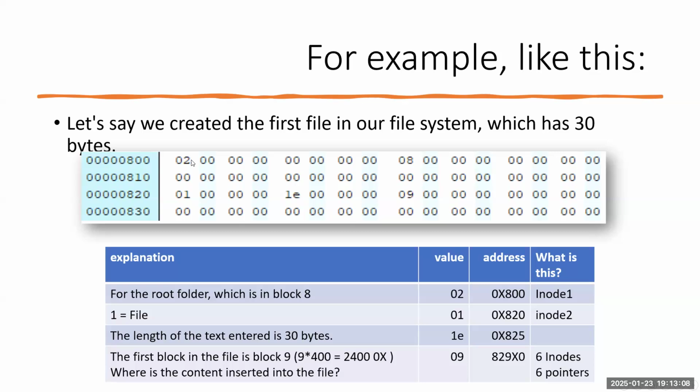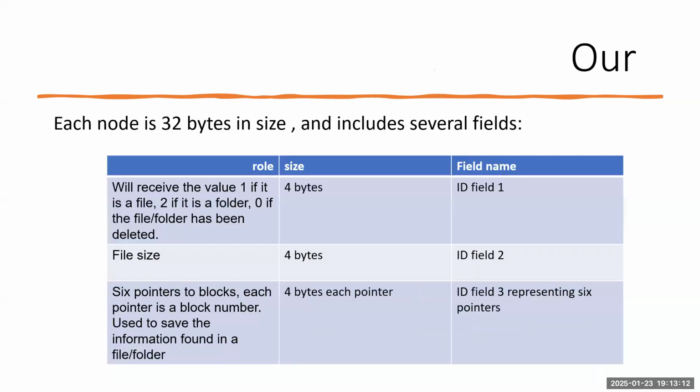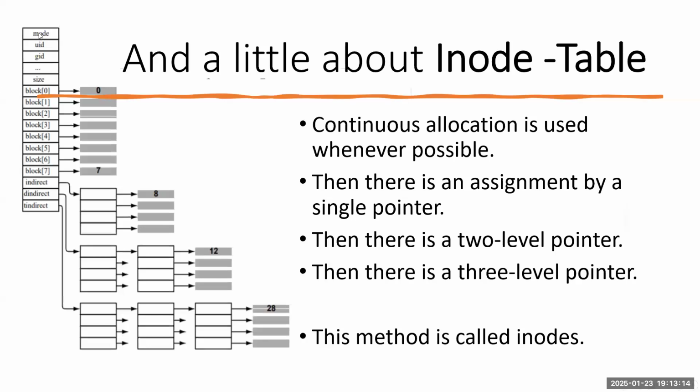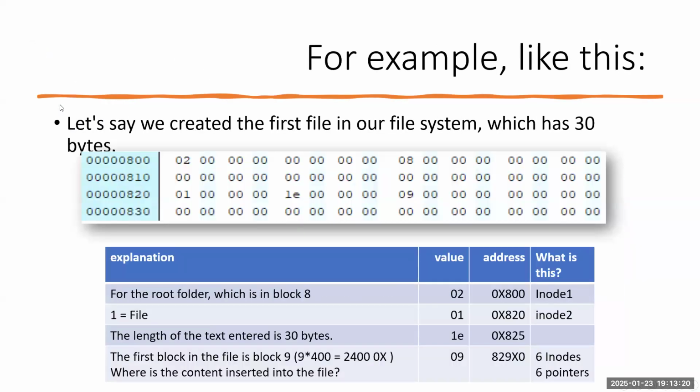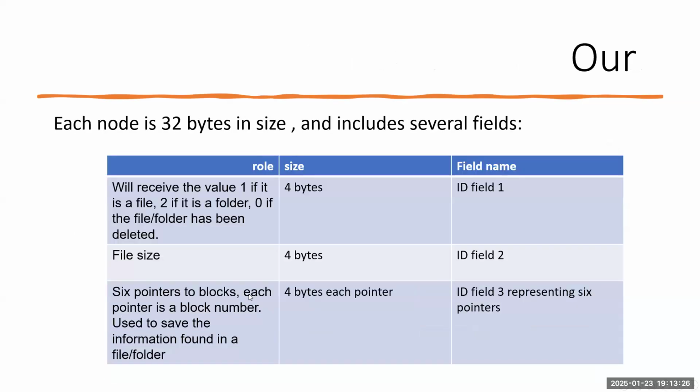That's the first field. Does that mean it's a folder? Yeah, it means it's something. 1 is a file, 2 is a folder. We're describing what's in here. Go back one slide: 2 for the root folder. It says 2 if it's a folder, the first field. Is that the ID field? Yeah, field 1 is 2 if it is a folder.